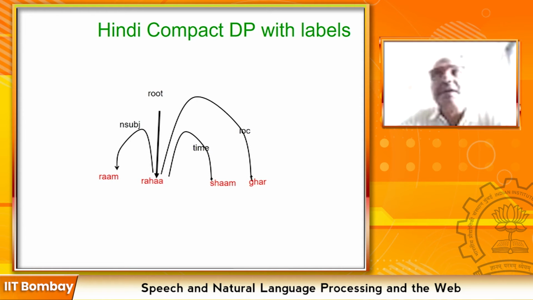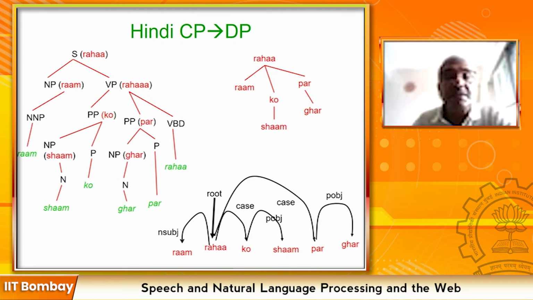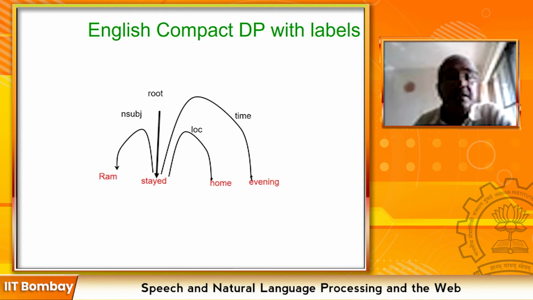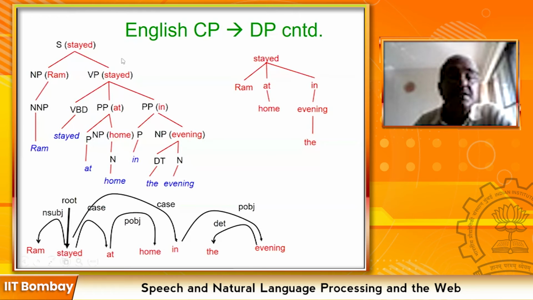Only the words are different. Okay, but you take a shallower representation, which is the constituency tree. The constituency tree shows that there are a lot of differences between the English constituency parse tree and the Hindi constituency parse tree, mainly because the headedness is different.